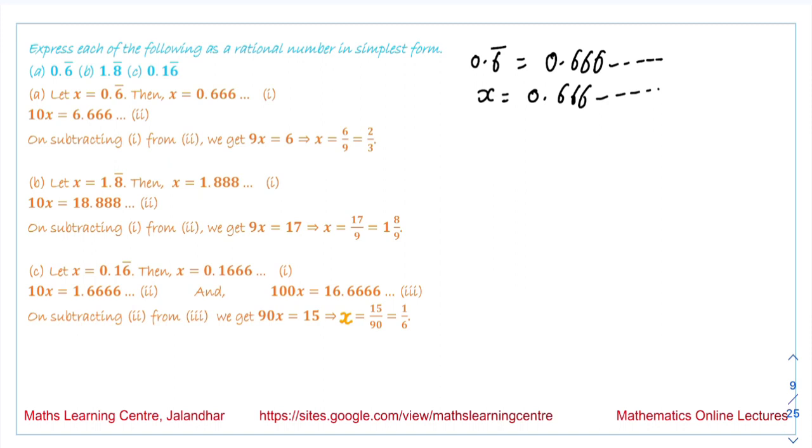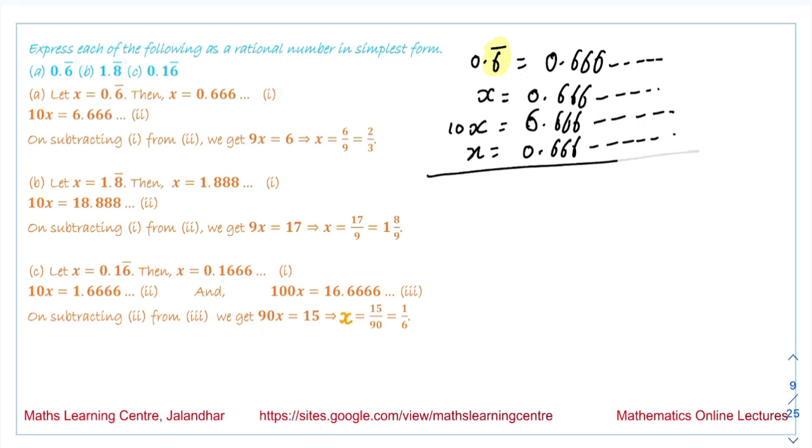The bar is on only one digit. So we are saying 10x is equal to 6.666 and so on. So we have obtained two equations over here. One is this and the second is x is equal to 0.666 and so on. So if we subtract these two equations, we get 9x is equal to 6. So this implies x is equal to 6 by 9, that is equal to 2 by 3.